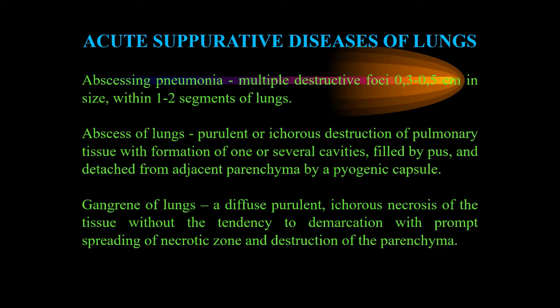Second, abscess of the lungs. It's a purulent or ichorous destruction of pulmonary tissue with formation of one or several cavities, filled by pus, and detached from adjacent parenchyma by a pyogenic capsule. And third, gangrene of the lung. It is diffuse purulent ichorous necrosis of the tissue without the tendency to demarcation, with prompt spreading of the necrotic zone and destruction of the parenchyma.